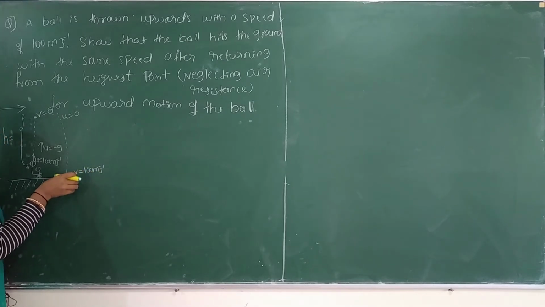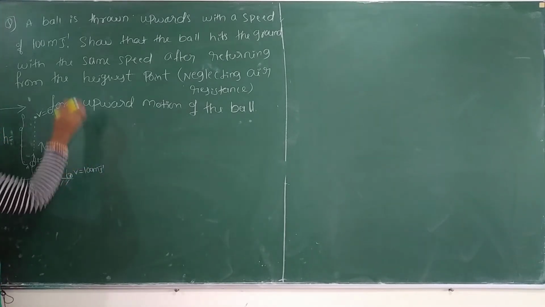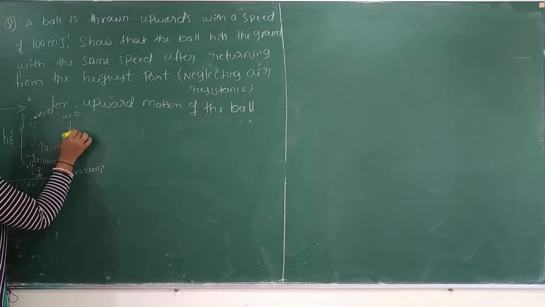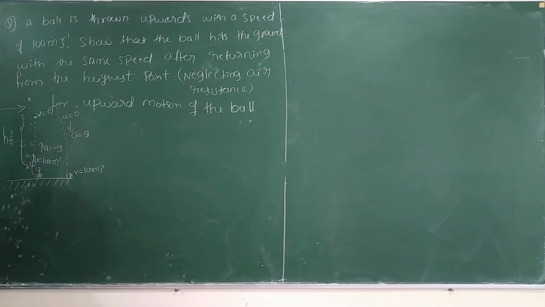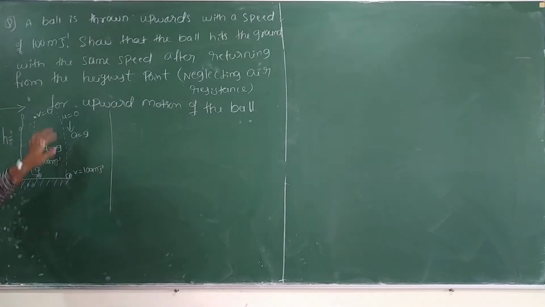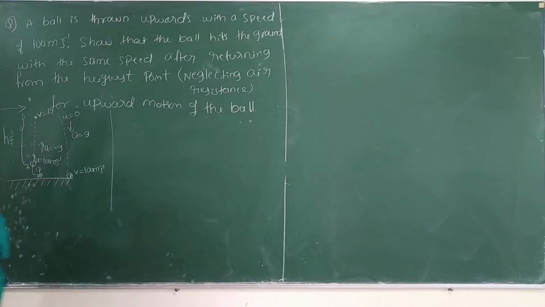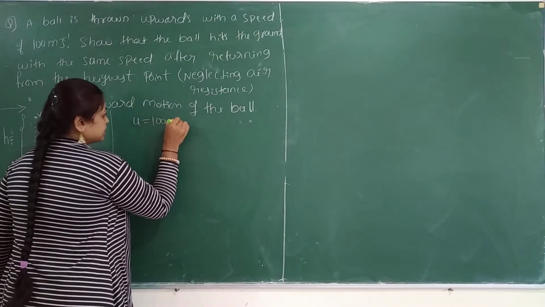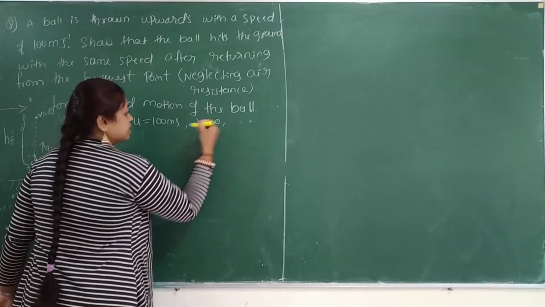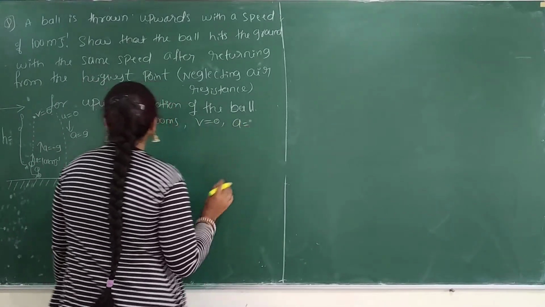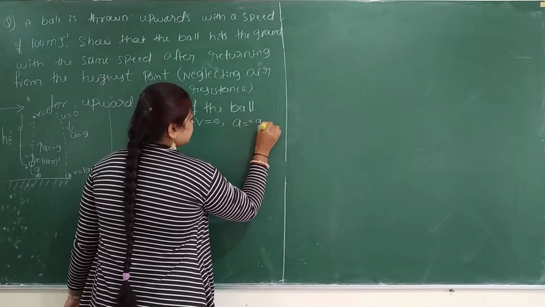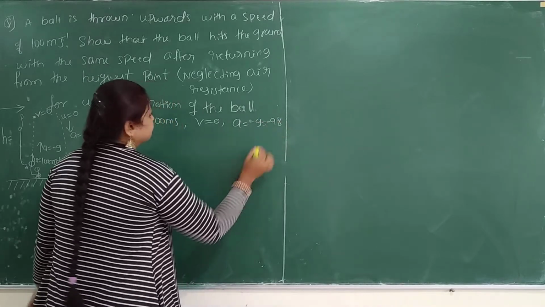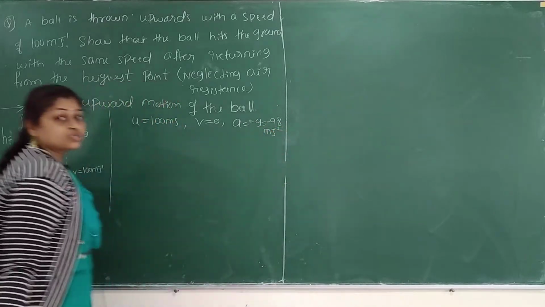It hits the ground with 100 meter per second, that you have to show, here with initial and final velocity. So for downward motion, acceleration a is equal to plus g. Let us apply here. So first condition, for upward motion, what are the given things here? Initial velocity is 100 meter per second and final velocity will be 0, and acceleration for upward motion is minus g, which is not given. Take it as minus 9.8 meter per second square.